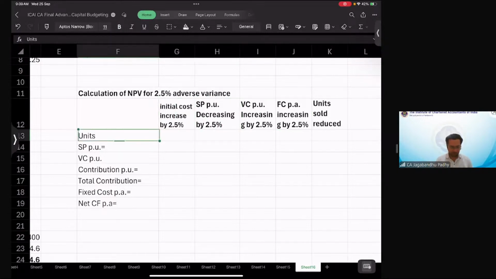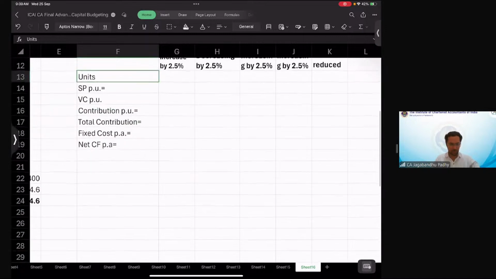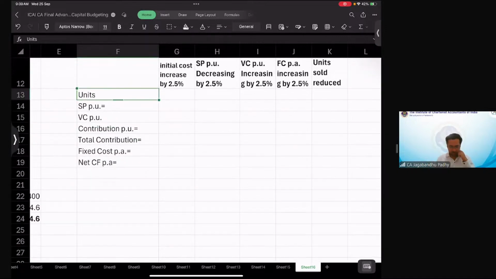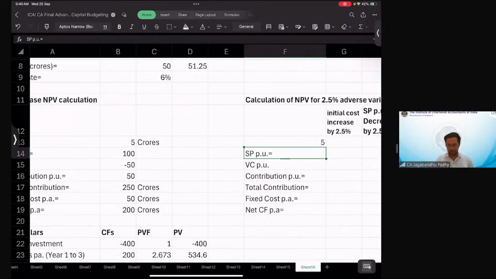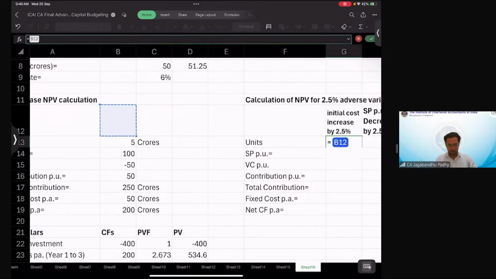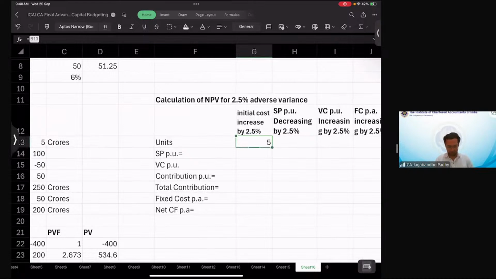So over here, when we are calculating these numbers, initial unit, let me just write down these numbers as same. When your initial cost is increasing by 2.5%, are any of these parameters going to change? Like the units that you're selling, the selling price per unit, the variable cost per unit? No, they are going to remain same. There's no change in that, right? So this is just remaining same.